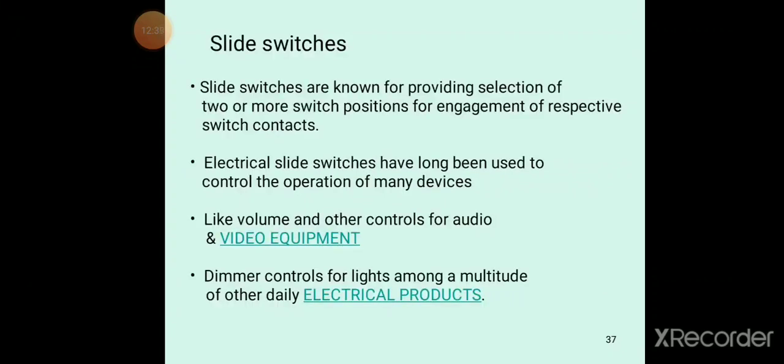Slide switches are known for providing selection of two or more switch positions for engagement of respective switch contacts. Electrical slide switches have long been used to control the operation of many devices like volume and other controls for audio video equipment, dimmer control for lights, among a multitude of other daily electrical products. We use the slide switches.